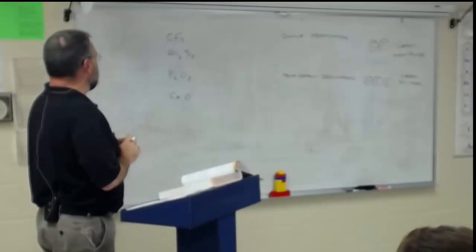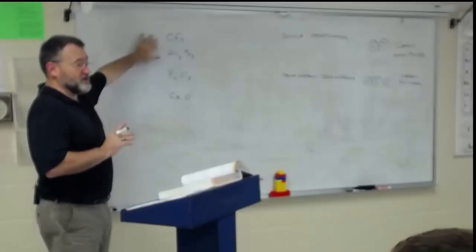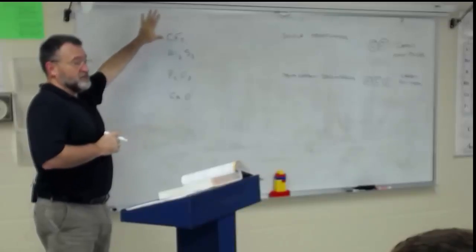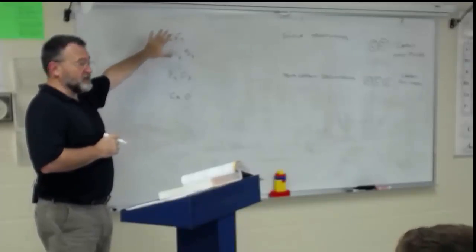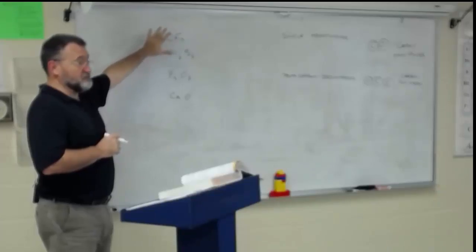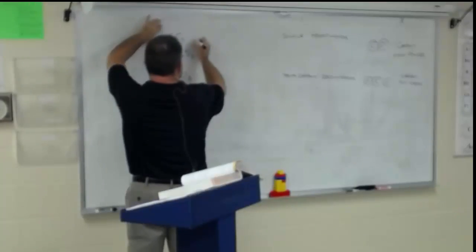Okay, so the molecule represented by the symbol CF4. Process: first, determine whether it's ionic or covalent. We determine whether it's ionic or covalent because we're looking to find a metal. If we find one, it's ionic. If we don't, it's covalent. CF4, so it's covalent.